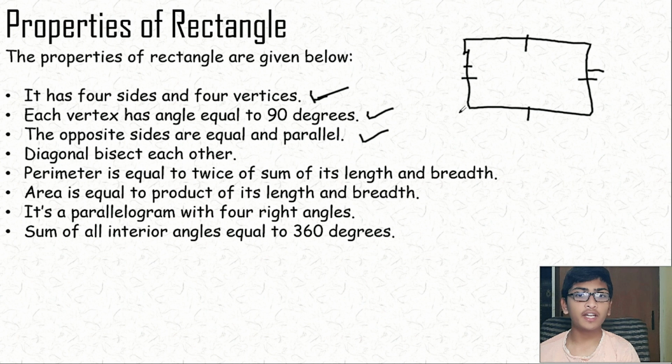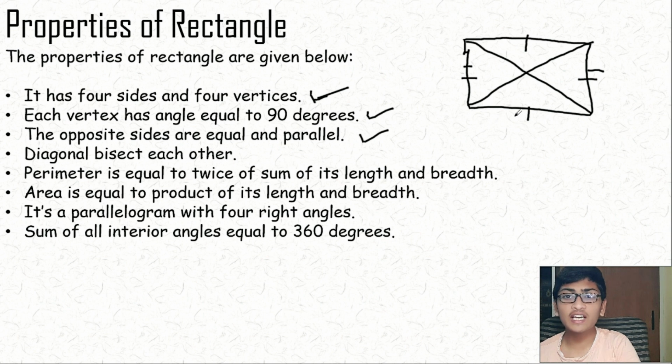Diagonals bisect each other. In a rectangle also, diagonals bisect each other. And perimeter is twice the sum of its length and breadth. Here, in the square we took only the side, but as the sides vary here, we convert it into two parts, length and breadth. This is known as width or breadth, denoted by b, and this is length.